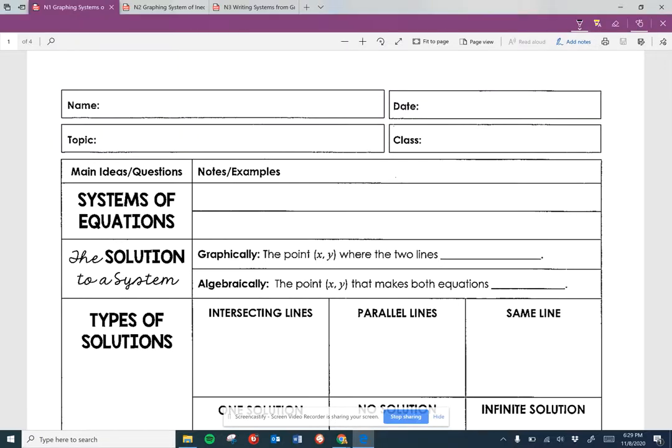Hello, today we're going to be talking about how to solve systems of equations.